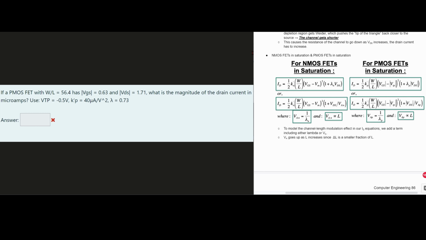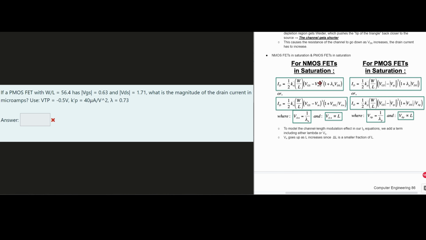This question is saying if a PMOS FET with W/L equal to 56.4, I'm not going to read out the rest of the values, but we have these values here. And we're asked, what is the magnitude of the drain current in microamps? We're going to also use this VTP and K naught P, and we have a lambda here. So this is important as well.